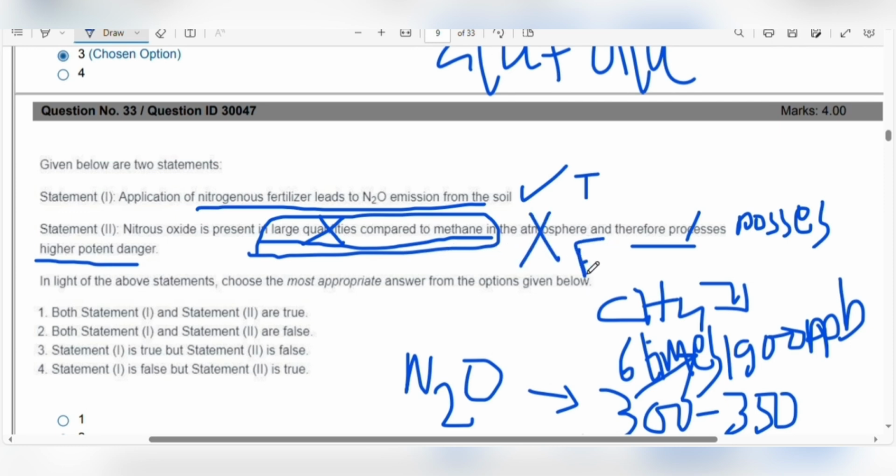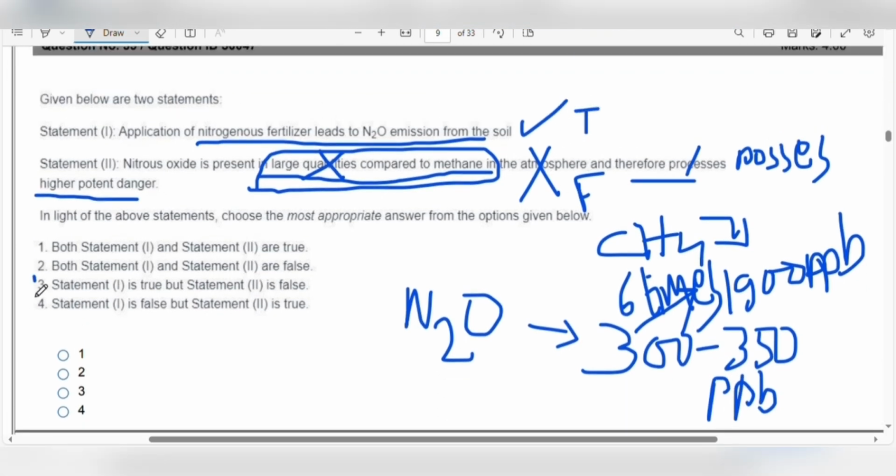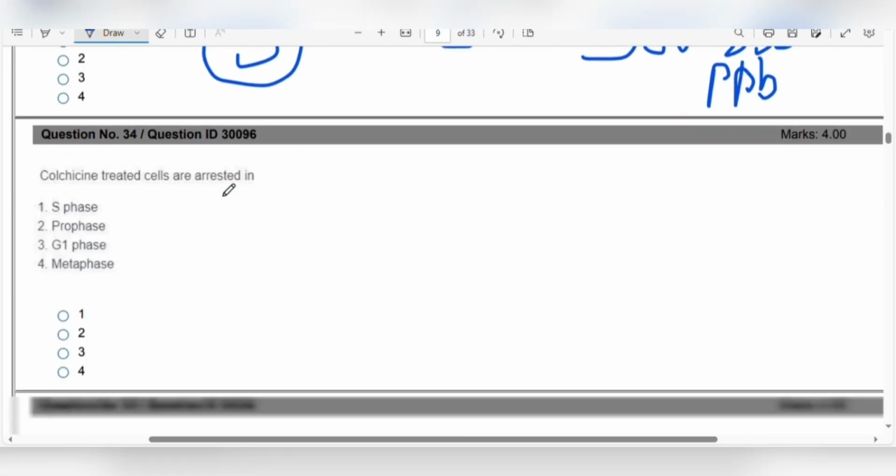So it is false. The correct answer to this question will be: statement 1 is true, but statement 2 is false. Option 3. Fine. Let's move on to the next question.